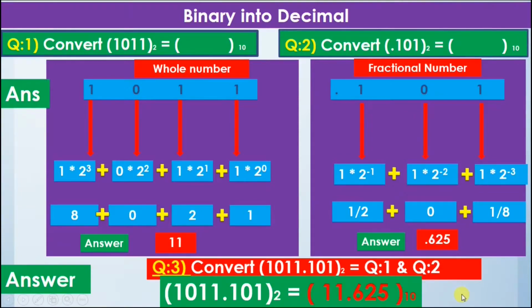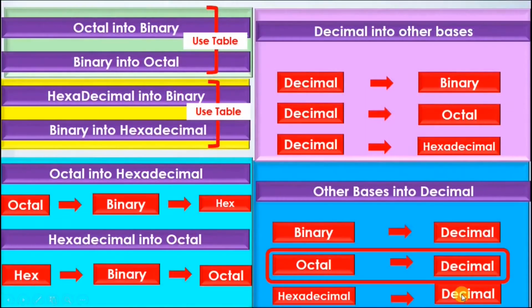So I hope you understand it. Now we have covered how to convert binary into decimal. In the next section, we will see how to convert octal into decimal.